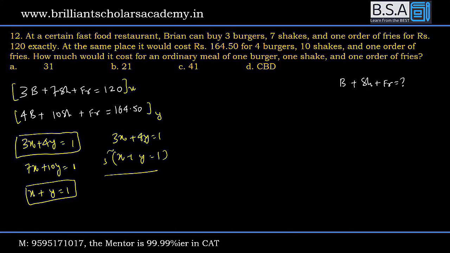3x cancelled, 4y minus 3y is y, and 1 minus 3 is minus 2. So y is equal to minus 2. When I put it here, x must be 3. You can check in any of these equations.